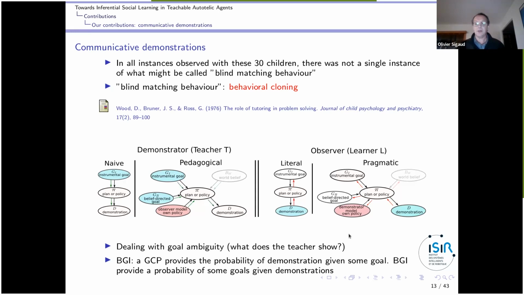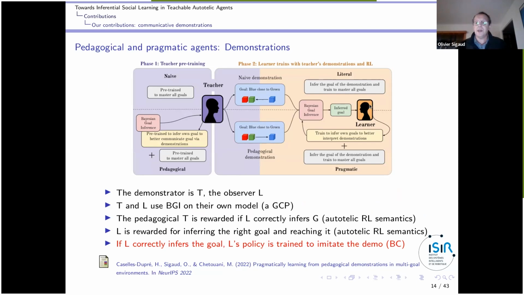Okay, so we took the case where we have a teacher and a learner, and there are some blocks. And for instance, the teacher wants to put the blue block close to the green one. Okay, if it does it this way, it's very ambiguous whether it is trying to put the blue block close to the green one or to the red one. But if it does this way, okay, it's clearer for the learner that the teacher is trying to show how to put the blue block close to the green one. Okay. And so we managed to perform some model with this.